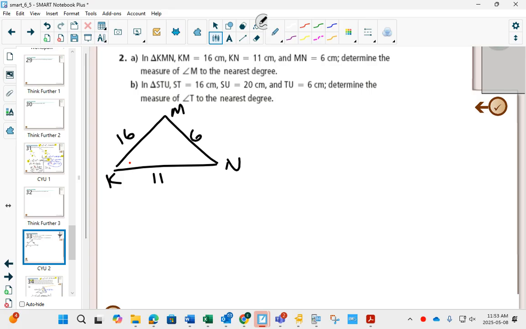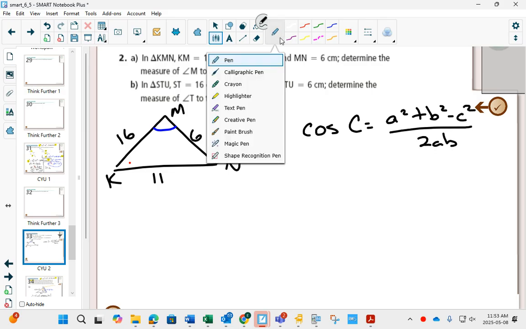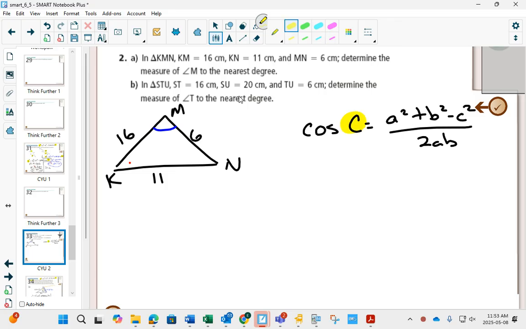Now, we want to find the measure of angle M. And so we're going to use this formula from your formula sheet. And again, the letters don't matter. The important thing is that whatever angle you want to find, you have to use its opposite side in that particular spot in the formula. If you use it somewhere else, it will go wrong.